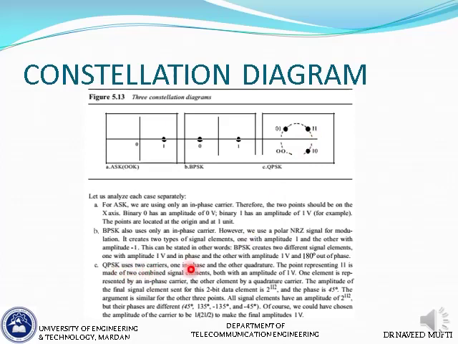QPSK will need two carriers, one in phase and the other quadrature. The point representing 1 1, इस point की बात हो रही है, is made of two combined signal elements both with an amplitude of 1. ठीक है. The amplitude of the final signal element sent for this 2-bit data stream is 2 raised to the power 1/2 and the phase is 45 degrees. इसका phase 45 degrees है, ठीक है. इसका phase 135 है, इसका -45 और इसका -135.